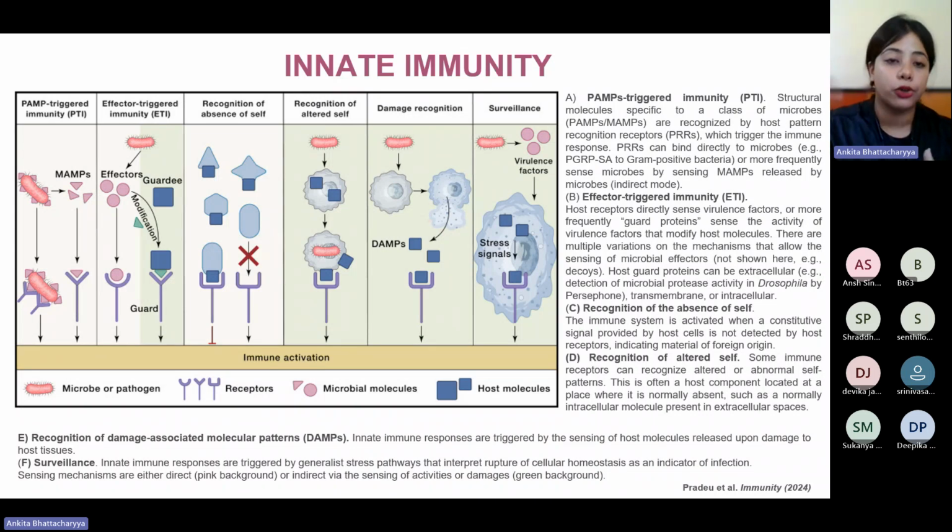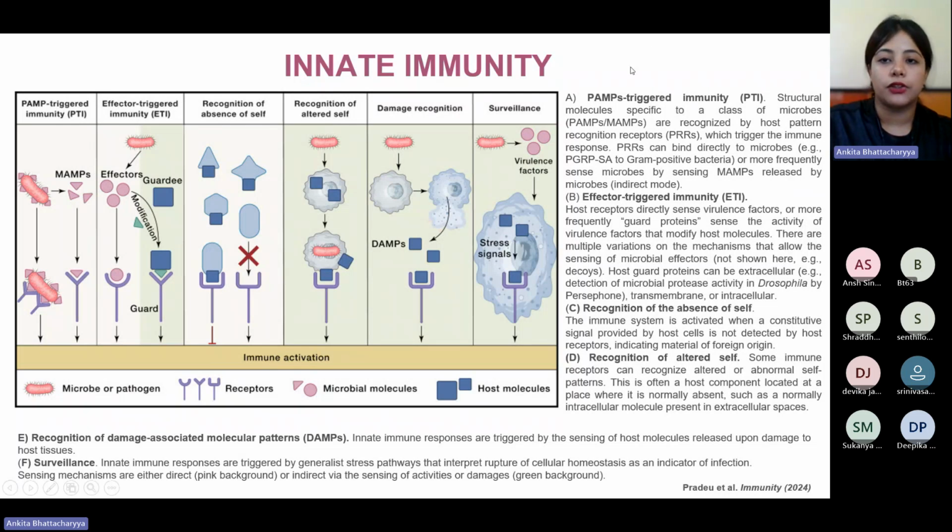So, for example, a microbial infection is the absence of self, or it is non-self. In contrast, when we talk about altered self, it means, for example, an autoimmune cell or a cancerous cell, where the cell belongs to the host body but has undergone some sort of change which has led to an alteration that needs to be removed by the immune system. Then comes damage recognition and finally surveillance. We'll look at each of them one by one.